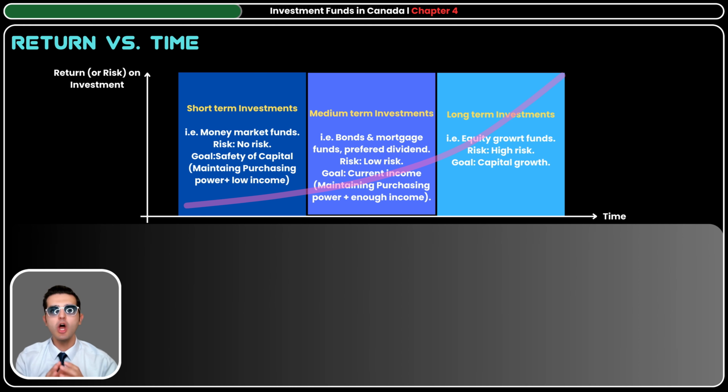And finally, long-term investments. What are the examples? Equity growth funds are long-term investments. The time horizon is long, but the good point is you will get higher return. Remember, higher return is associated with higher risk. Okay, there will be lots of ups and downs.